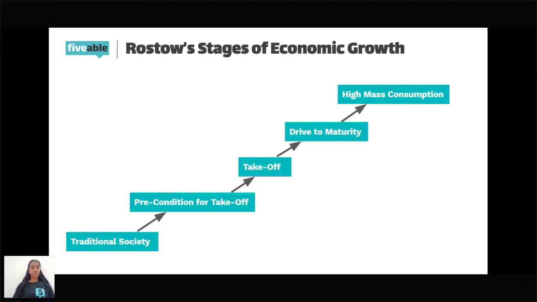And the fourth stage is called the drive to maturity. So in this stage, new industries start up and old industries become even better. So new things start, like more technologically based industries, and old things that dealt with processing natural resources become even more efficient. And there's better infrastructure relating to energy, communication, and transportation. So living conditions just become better with that.